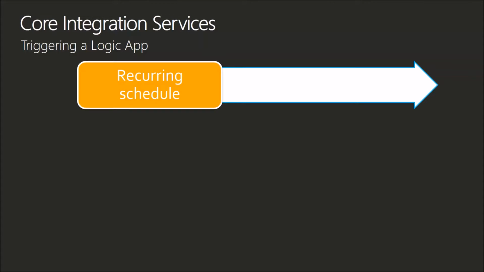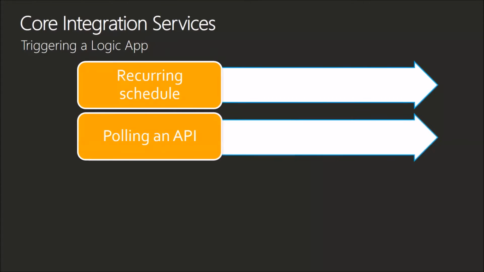For example, only execute this Logic App on the first Monday of the month. Or you can schedule your Logic Apps to run every hour. The next one is polling an API. And if you remember from the intro, as Logic Apps is focused around APIs, basically you can poll anything. You can poll an FTP location, you can poll your OneDrive, you can poll a shared folder on premises, and so on and so on.